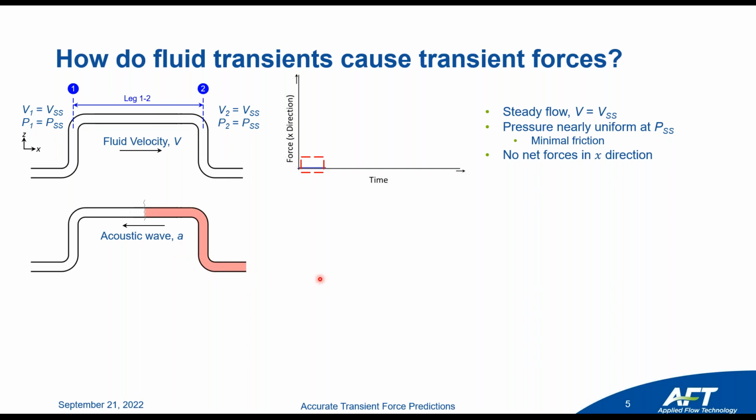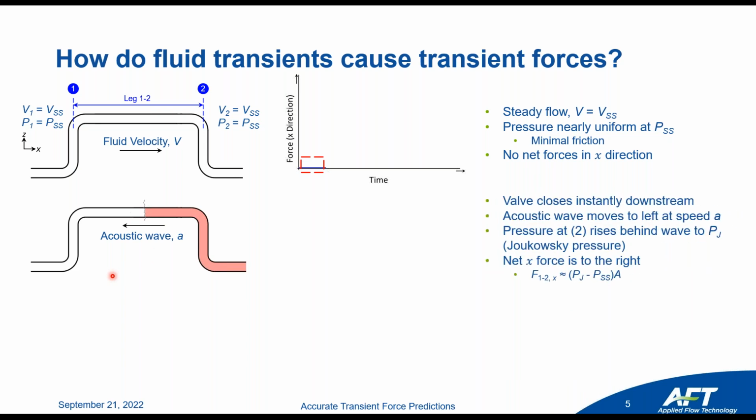Okay, now as that wave starts on the right, it's going to make its way through the piping, and at some point in time the wave is going to find itself between point 1 and point 2 at this location right here. At that point in time, the velocity over here on the right is 0, but the pressure has gone up, and you can estimate that with the Joukowsky equation. And we're going to call that P sub J, Joukowsky pressure.